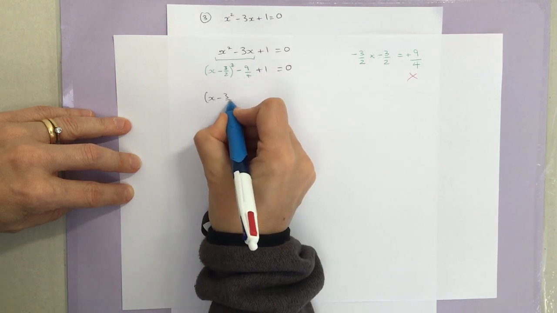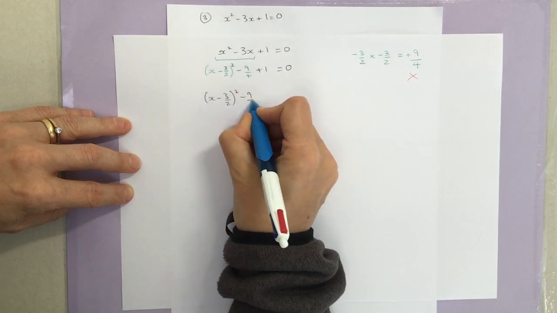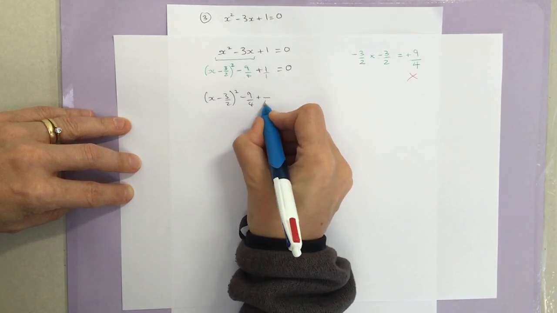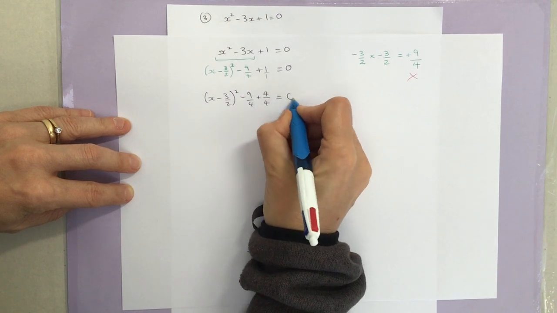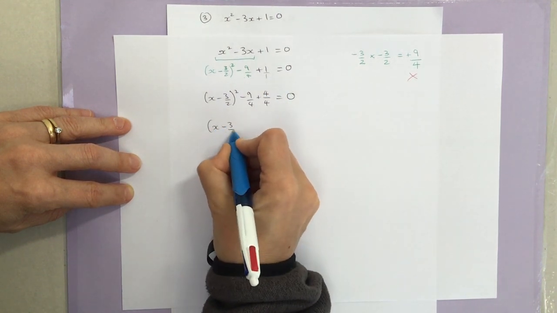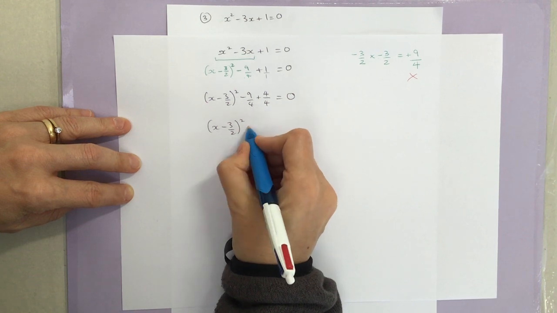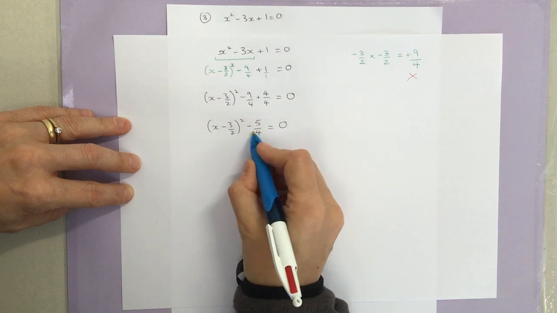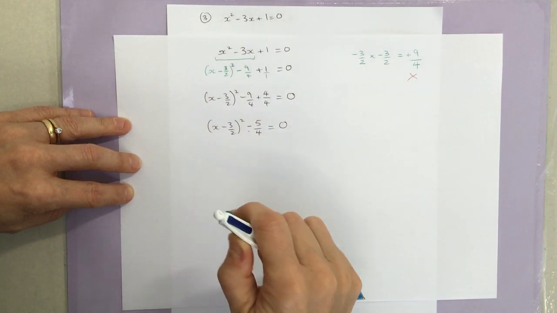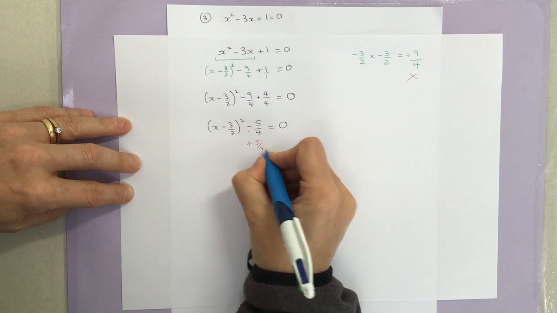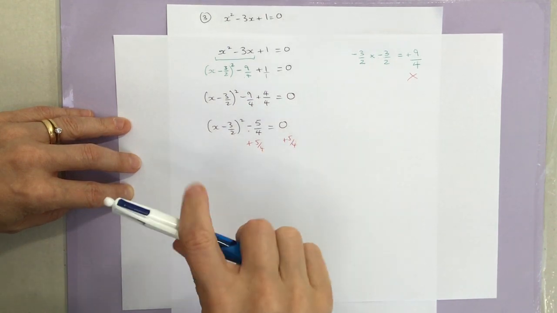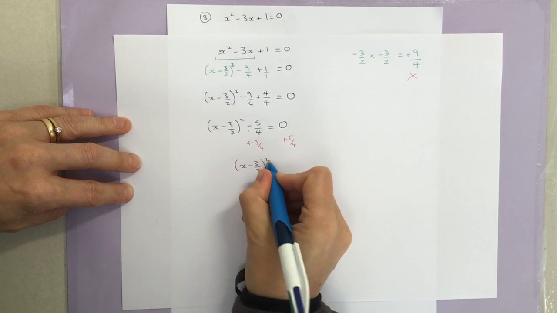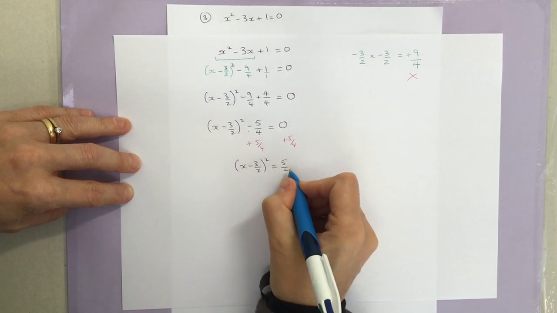So x minus 3 over 2 squared minus 9 over 4. And then let's put that over a common denominator. 1 is 1 over 1. So over 4, it's going to be 4 times 1 is 4. So x minus 3 over 2 all squared minus 5 over 4, because minus 9 plus 4 is minus 5. Take the 5 over 4 and add to both sides. So that's going to leave me with x minus 3 over 2 squared equals 5 over 4.